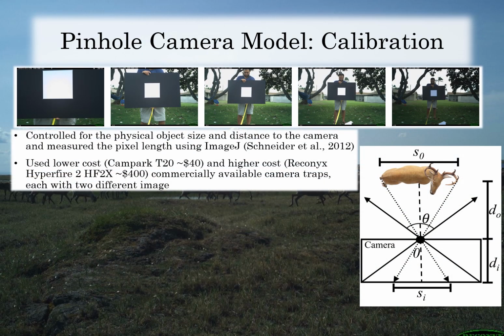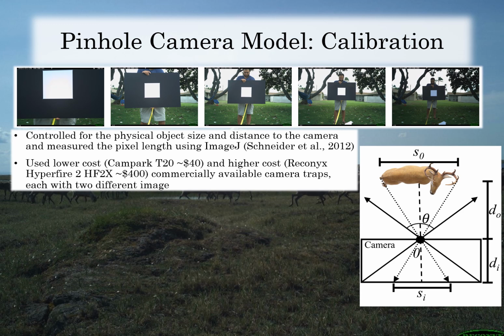And so to do this, we essentially did our best to control for the remaining three parameters, which included the physical size of the object, for which we simply used a piece of paper of known dimensions on poster board, the distance to the object, which we measured carefully, and the size of the object in the image, which we measured using the open source software ImageJ.